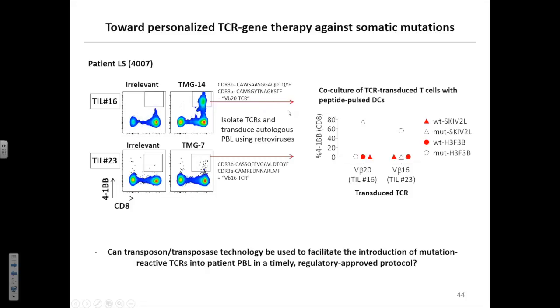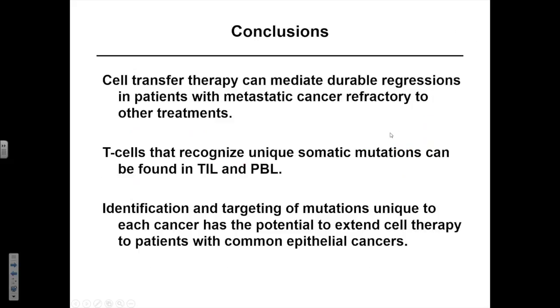We could isolate those T cell receptors and now put it in a transient retrovirus, put that T cell receptor into a patient's normal cells, and we get completely specific reactivity. You can see this V beta 20 that came from TIL fragment 16 recognizes this mutation SKIV2L, but not the wild type, and this particular T cell receptor recognizes this other gene and not the wild type. And so one of our issues is the isolation of T cell receptors that can recognize tumors.